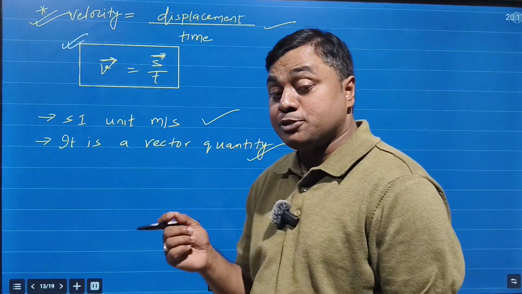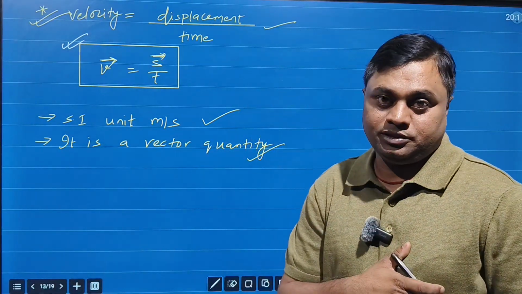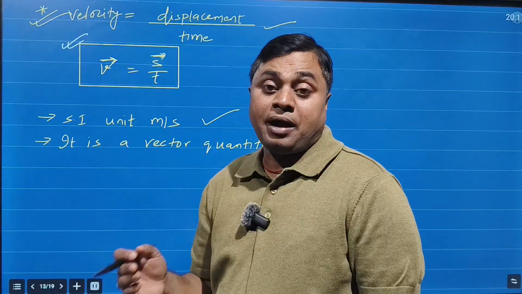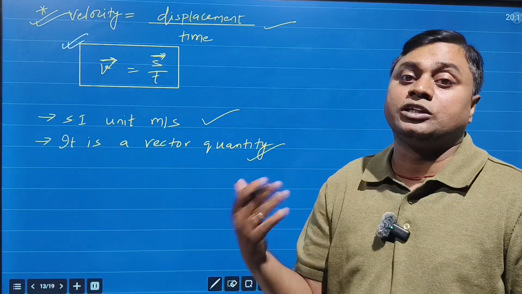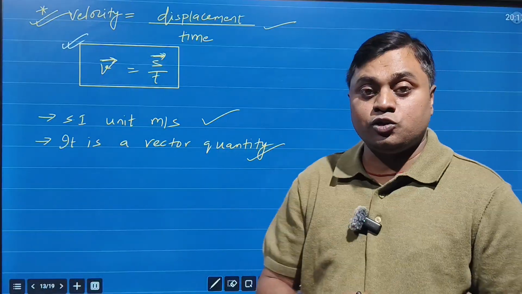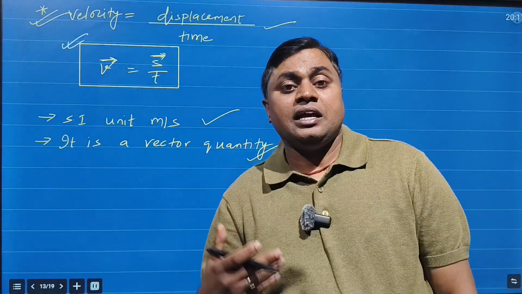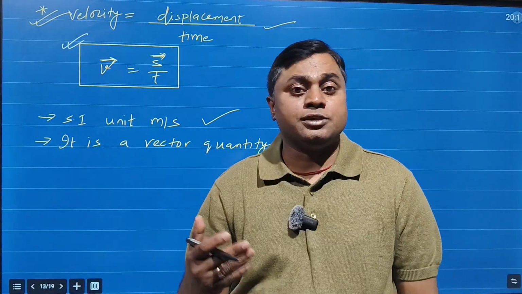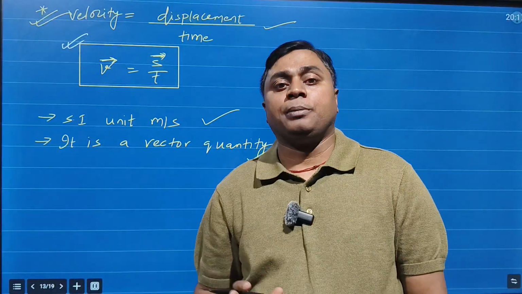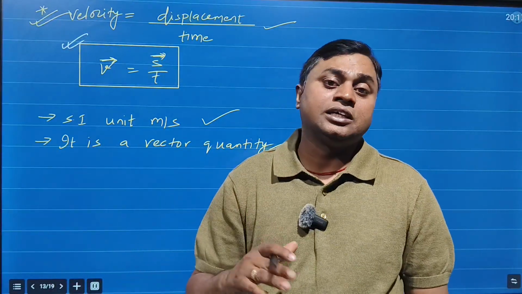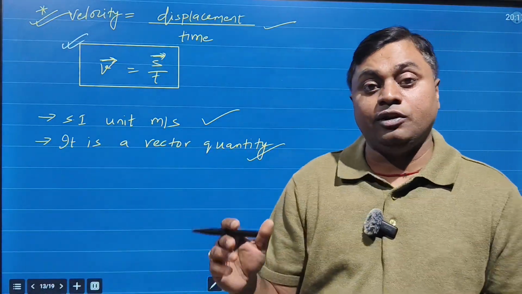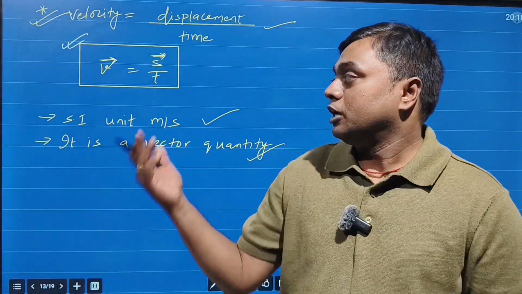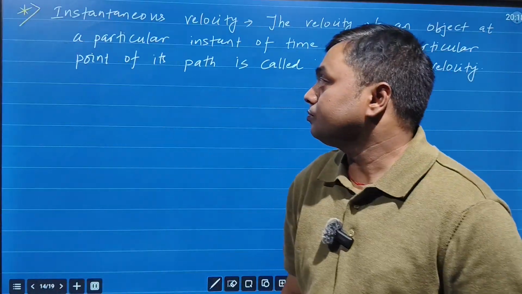Vector quantity means it has magnitude as well as direction. If I say that Syam is moving on his bike with 80 km per hour towards the north direction, that is velocity. But if I say that Ram is moving on his bike with 60 km per hour, that is considered speed. Speed is a scalar quantity, whereas velocity is a vector quantity. When we mention the direction, it is velocity.